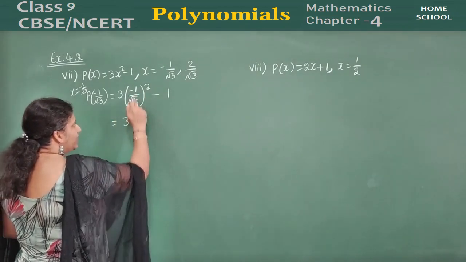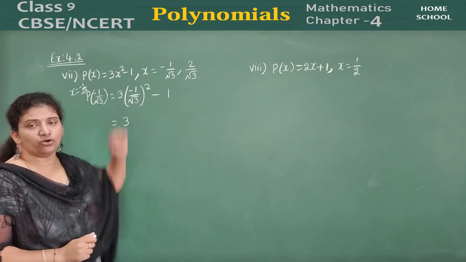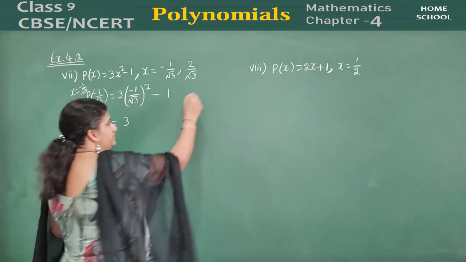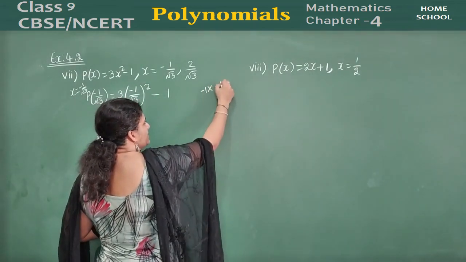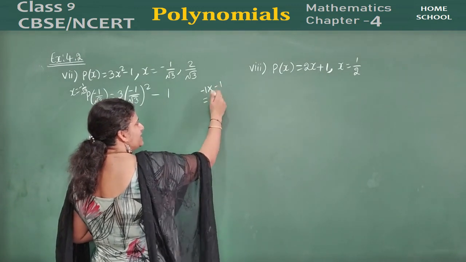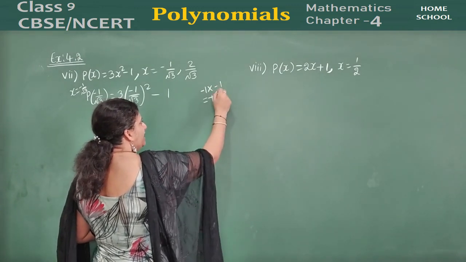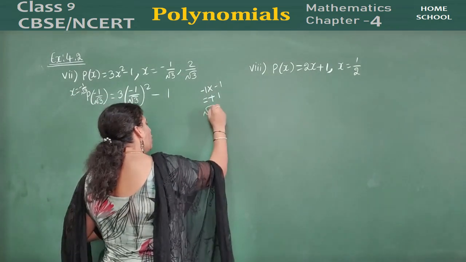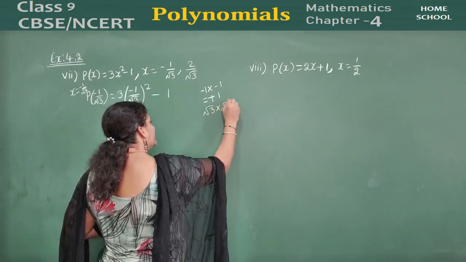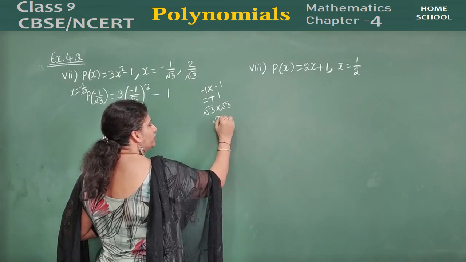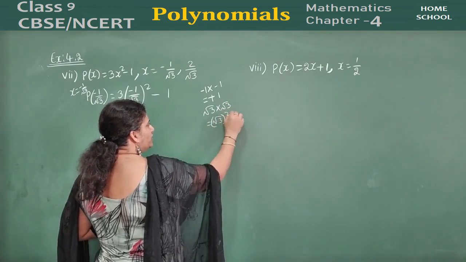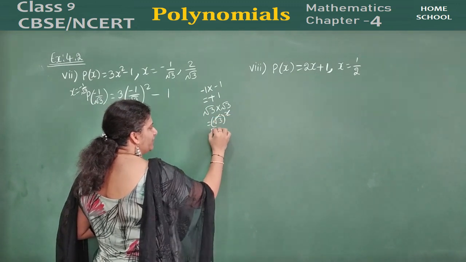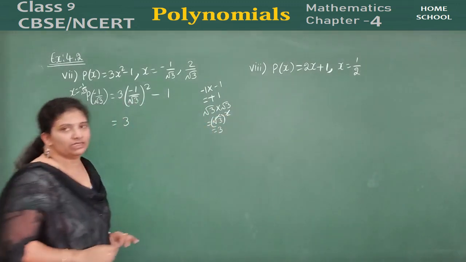Observe here carefully. Minus 1 into minus 1. What happens? Minus into minus is plus. 1 into 1 will be 1. And similarly, what is root 3 into root 3? Root 3 into root 3 will be root 3 whole square. Square and root will be cancelled. You are left with 3.